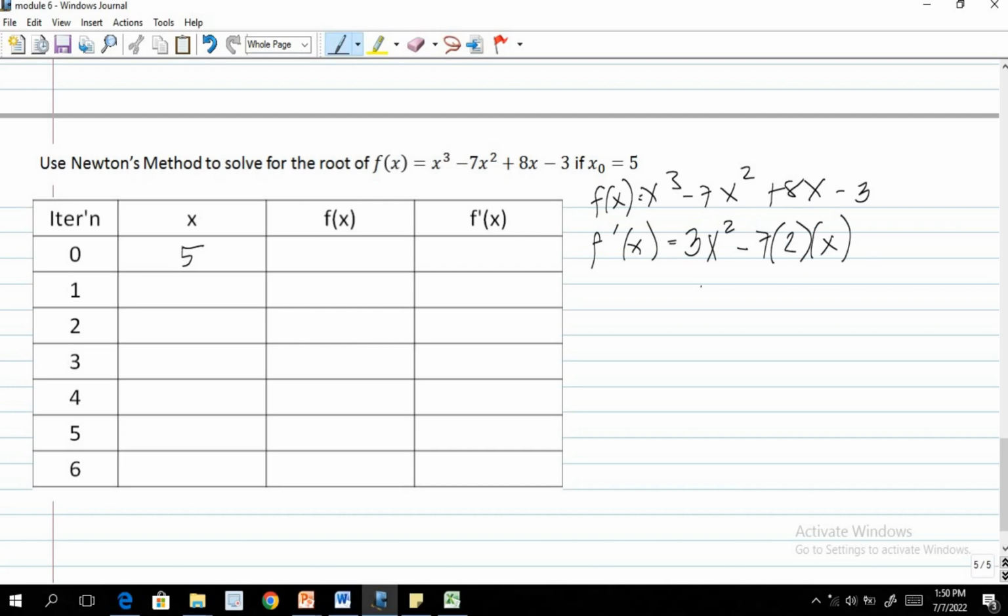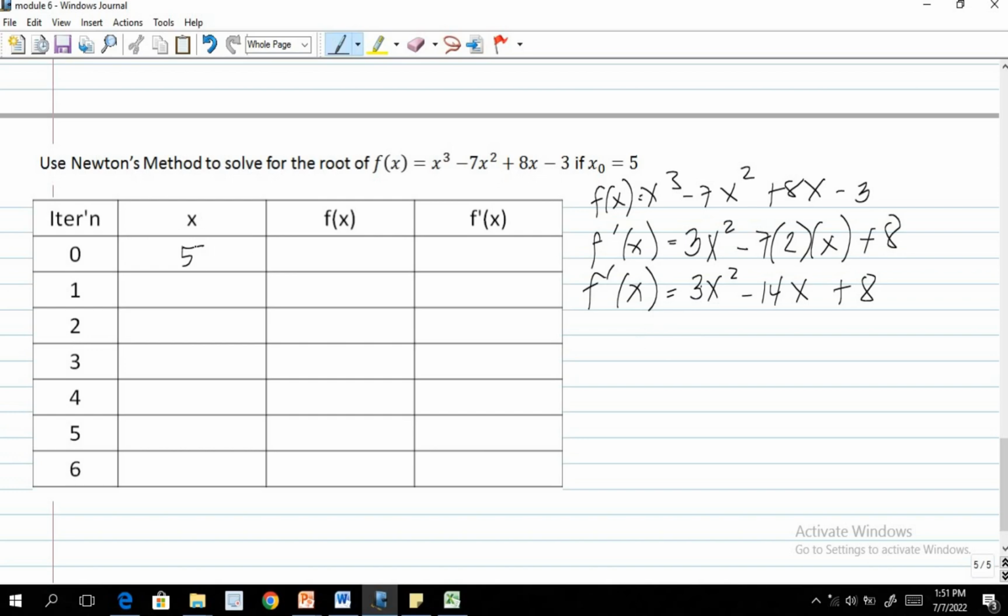The derivative of 8x is 8. The derivative of a constant is 0, so I don't have to write 0 here. Merely, I used the power rule for the derivative of this function. Let me rearrange this: that is 3x squared minus 14x plus 8. This is the derivative of the function of x.